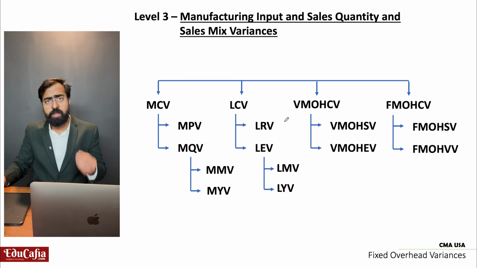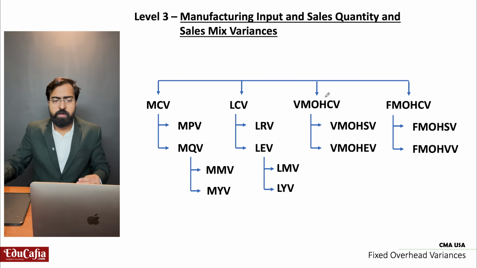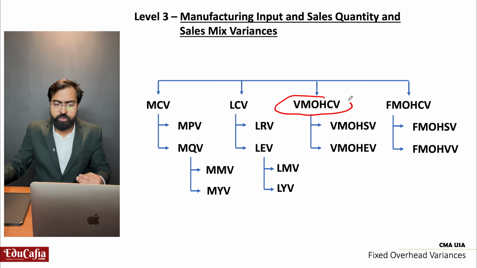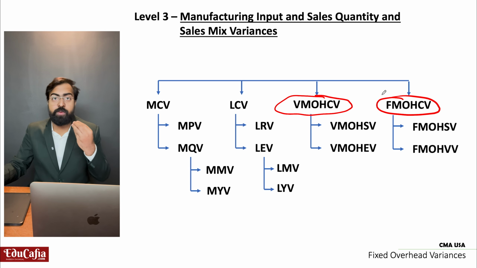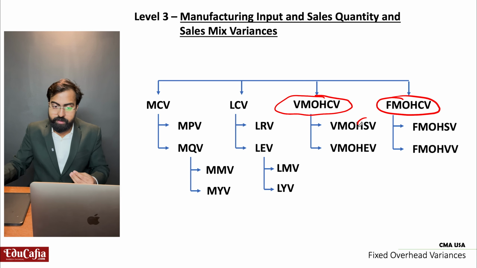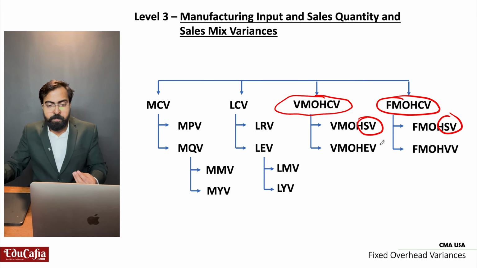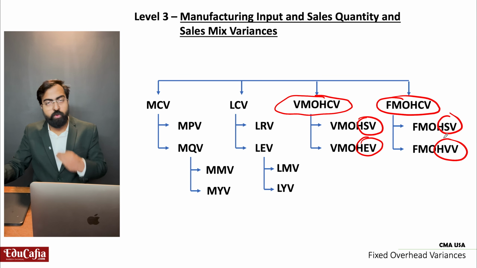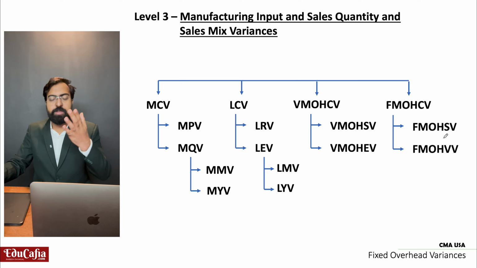Here you can see variable manufacturing overhead cost variance is also here. Fixed manufacturing overhead cost variance is also here. Here it is also spending variance. Here it is also spending variance. Here it is efficiency variance. Here it is volume variance. So what is the difference between them?